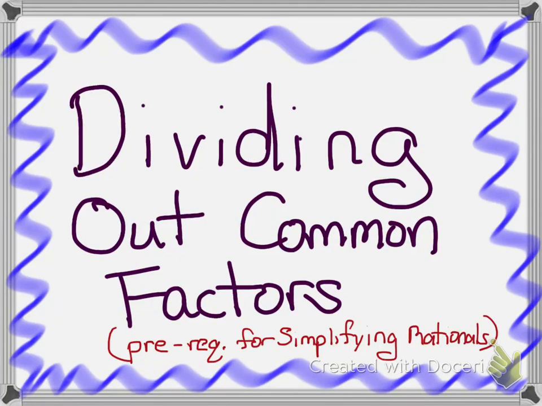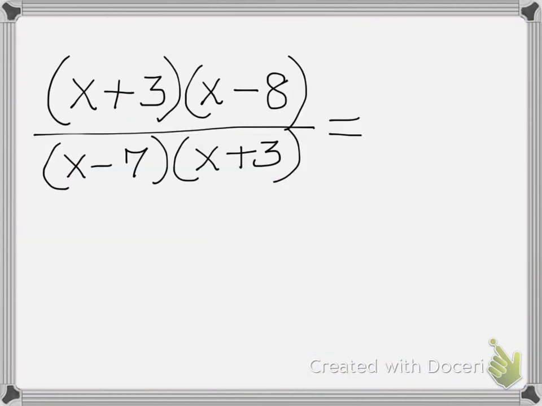Everybody. All right, in this video, I'm going to teach you guys how to divide out common factors. And this is basically a prereq skill that you're going to need when you get into simplifying rationals. Basically, anytime you see the same factor in your numerator and denominator, they will divide out and equal 1.